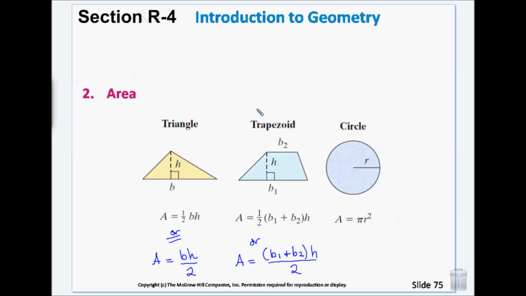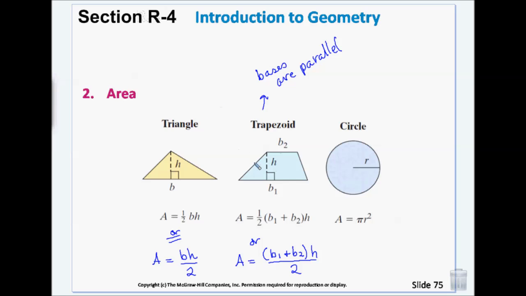Okay, now the bases on a trapezoid, so these B's stand for bases. The bases are parallel. So that way you'll know which two lengths are the bases. The bases will never be these sides that point in towards each other. The bases will always be the two sides that are completely parallel.